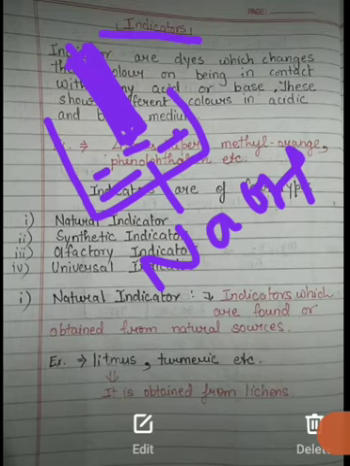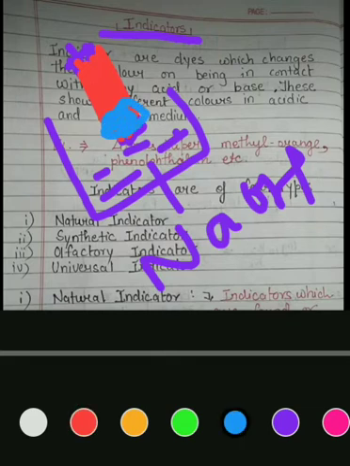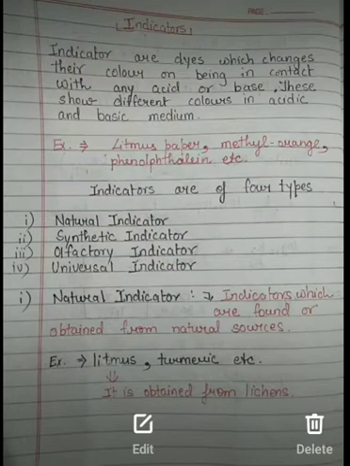You are seeing here they are dyes which change the color. They change the color on being in contact with any acid or base. These show different colors in acidic and basic medium, okay? If the medium is changed, then they will show different colors. Simply here what we see is that bases change the red litmus paper into blue. Suppose this is red litmus paper, and what does base do? Base just changes its color to blue, okay? So this is about indicators.